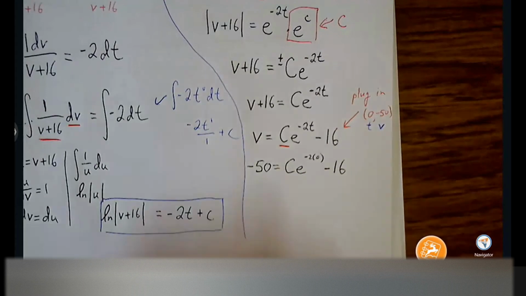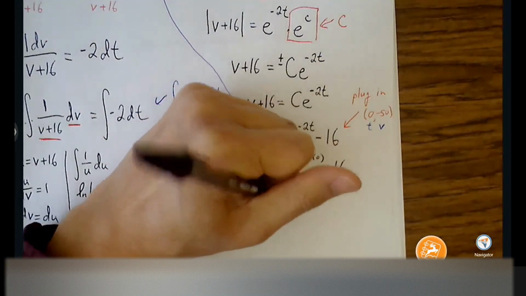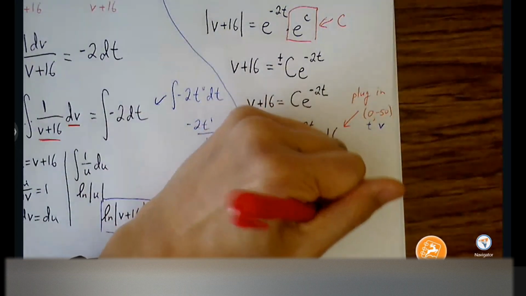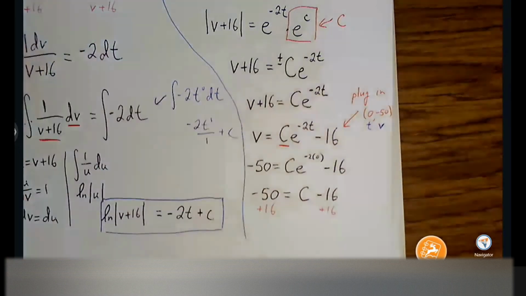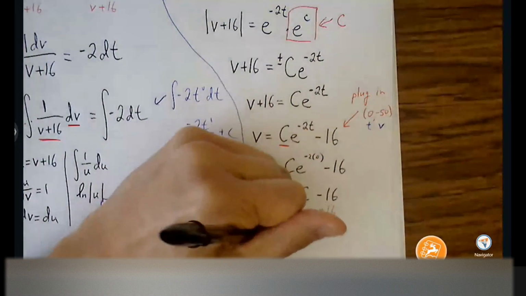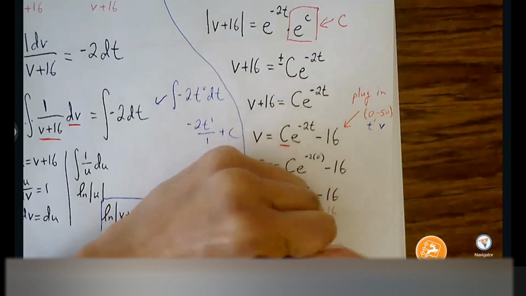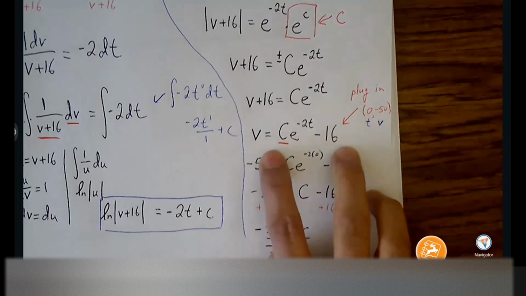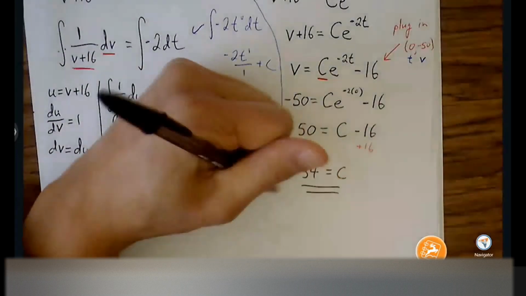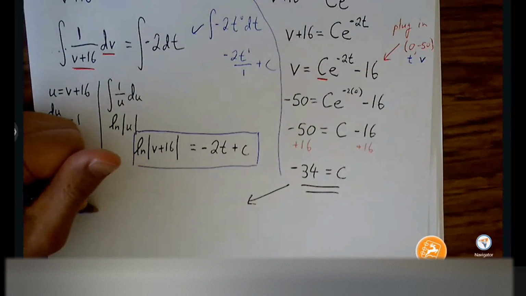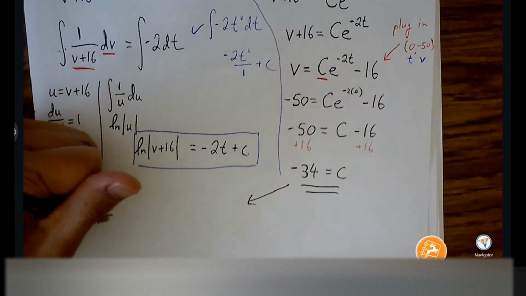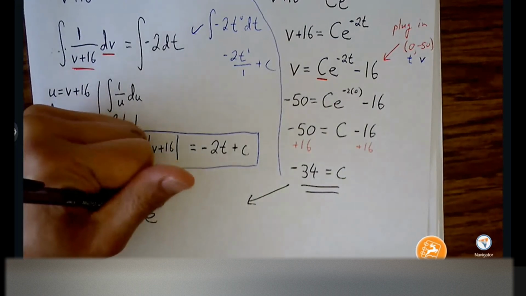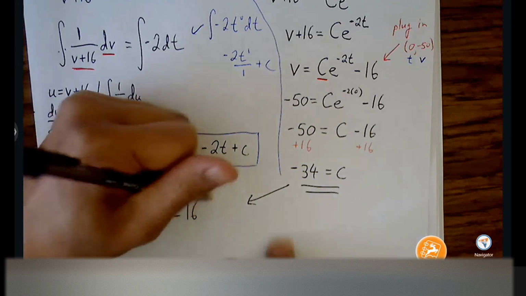e to the 0 is just 1, so I'm just left with c to solve for. Add 16 to both sides. Negative 34. And now we're going to reinsert our c with the specific value. There we go.